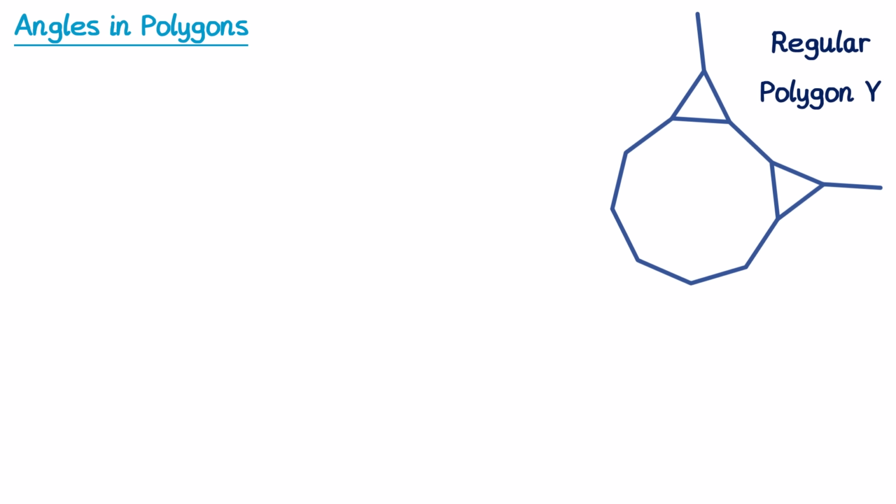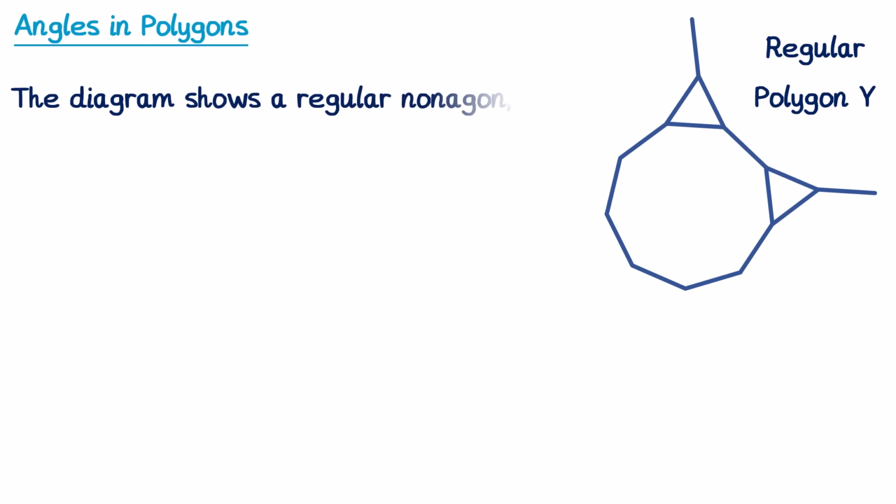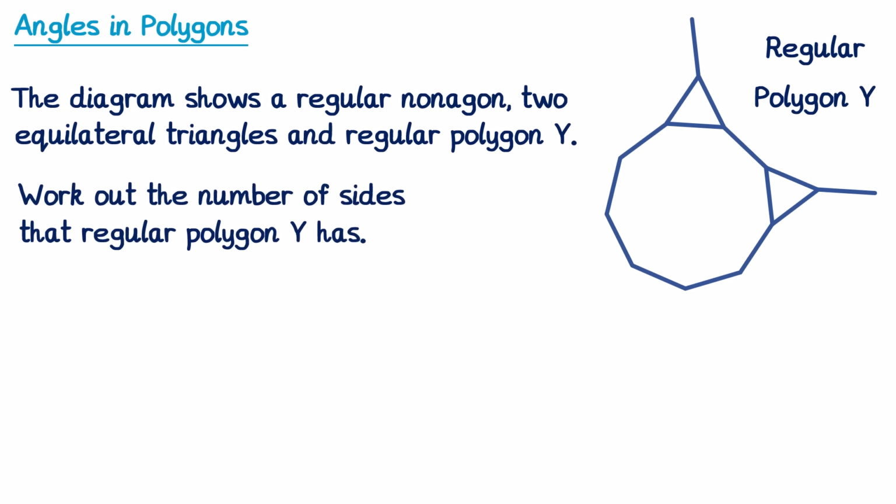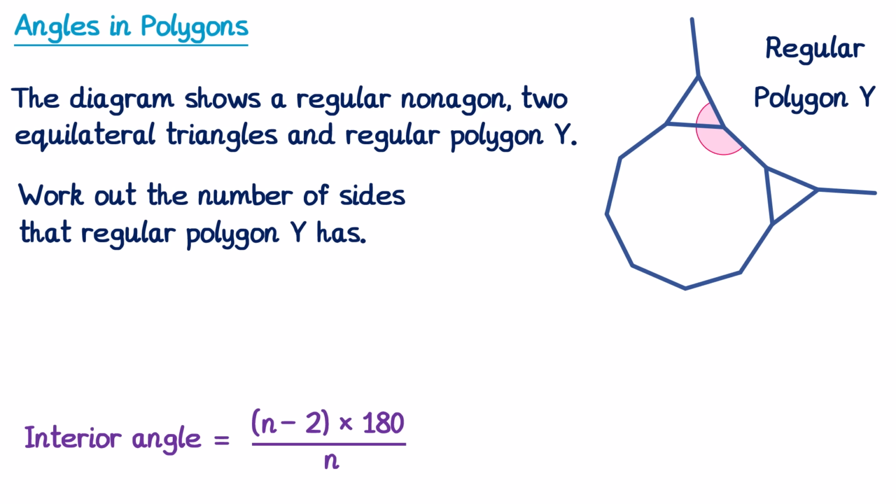Let's try another example. So in this question, the diagram shows a regular nonagon, 2 equilateral triangles, and regular polygon Y. And we are asked to work out the number of sides that regular polygon Y has. We're going to do this by working out these 2 angles here. We'll start with the regular nonagon, the shape with 9 sides. To do this, we'll need the interior angle formula.